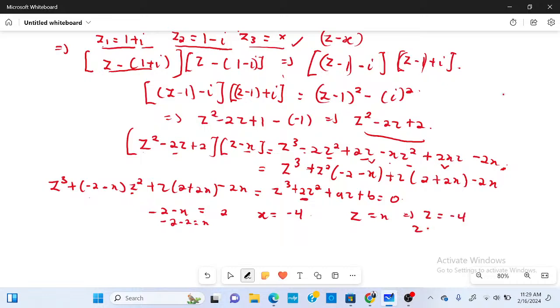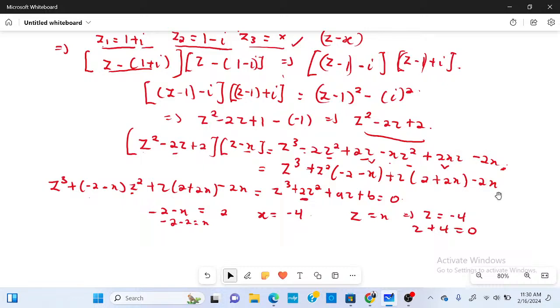In other words, z plus 4 is equal to 0, meaning that our third root is a real number, or you can say a pure real complex number. That is, it has imaginary part 0. But our interest is not finding the value of x. Our interest is making a the subject.